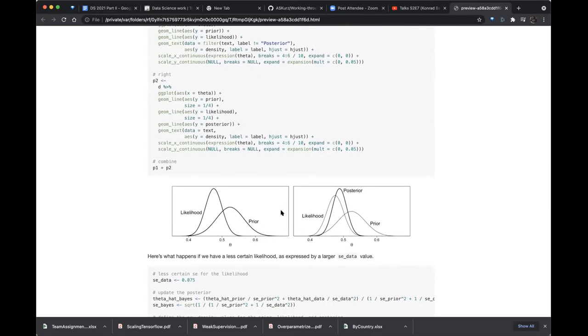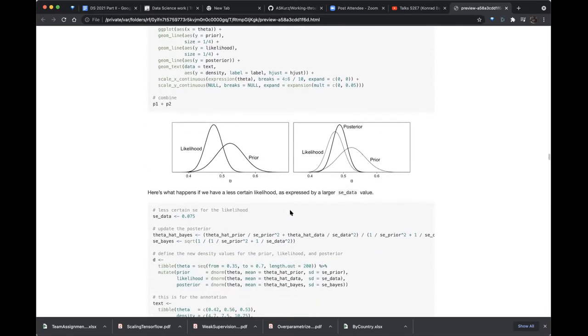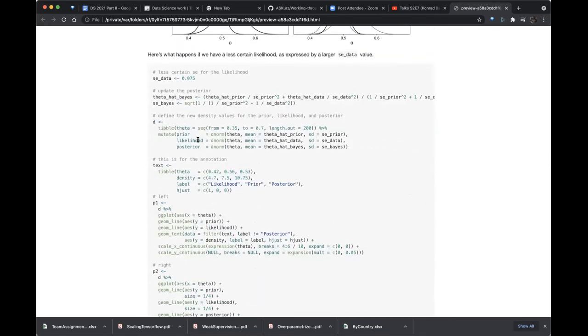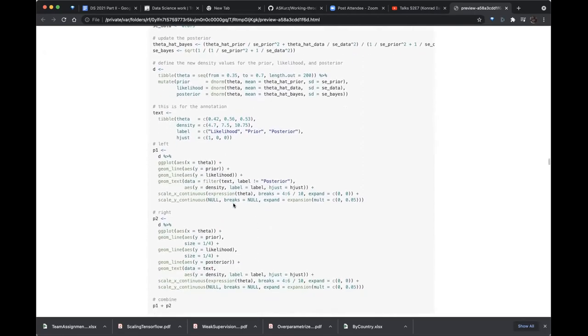So that's that first round. Then they say, let's see if we have a less certain likelihood. So we just make this larger. They're doing the same thing they did before. You have your prior and you have your data and you combine those. So you get the theta hat for the two of them together and the standard deviation, or standard error, sorry. And then we do the same thing with the plots.